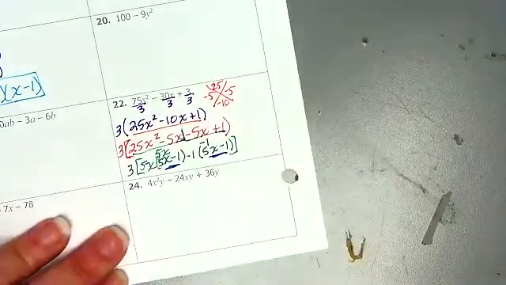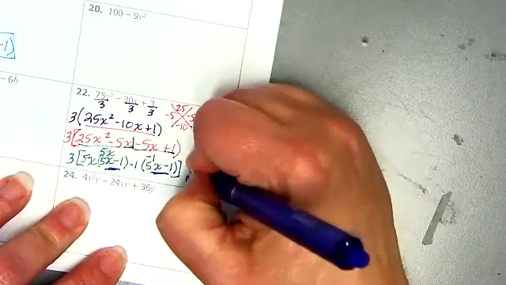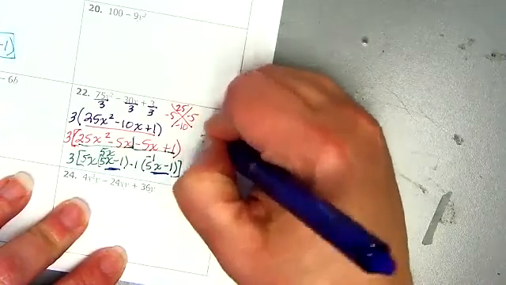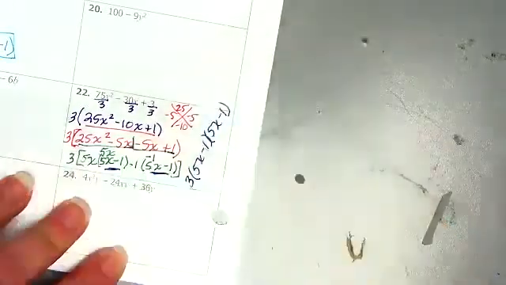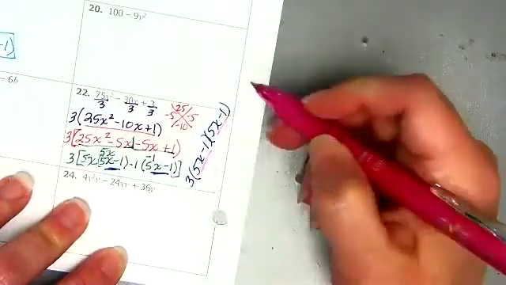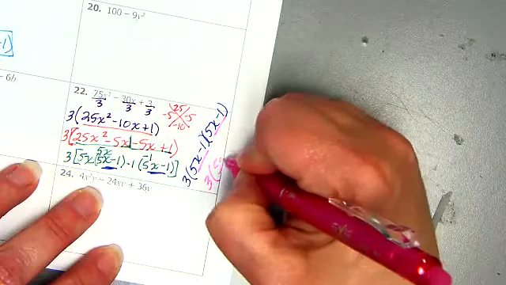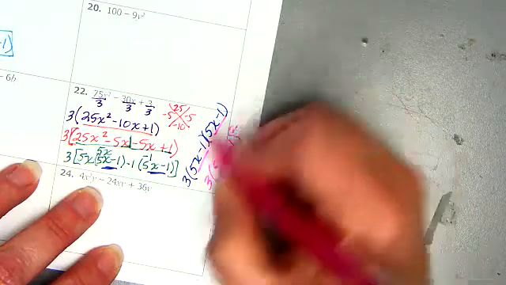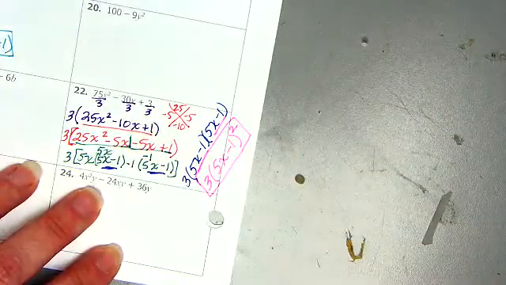So now my final answer is going to be 3 open parentheses, 5x minus 1 times 5x minus 1. But wait a minute. I'm still looking at this. These are both the same. So I can write the final answer as 3 open parentheses, 5x minus 1 squared. This is the correct final notation.